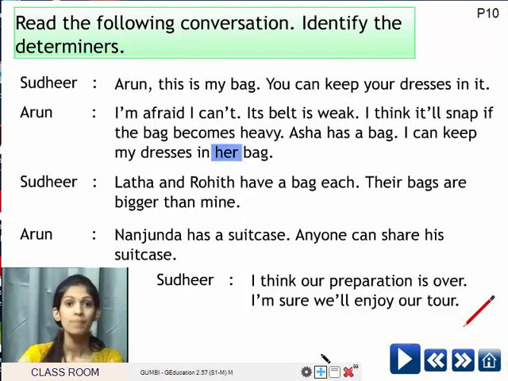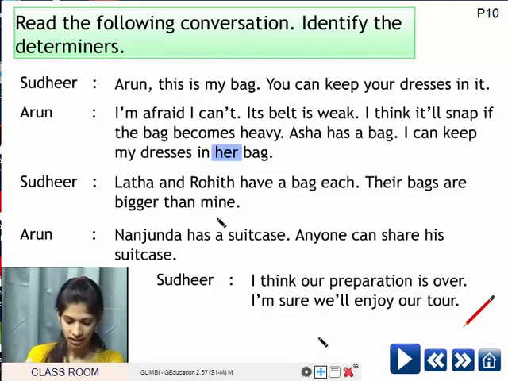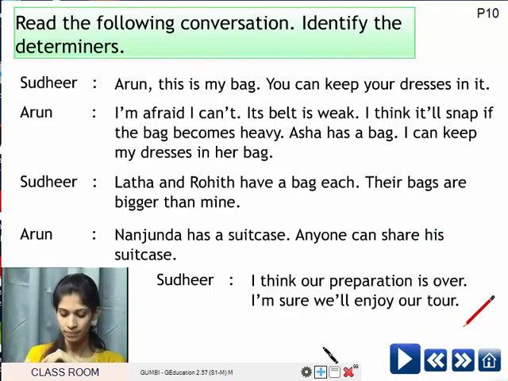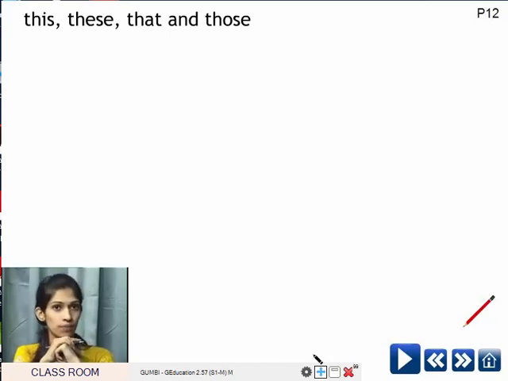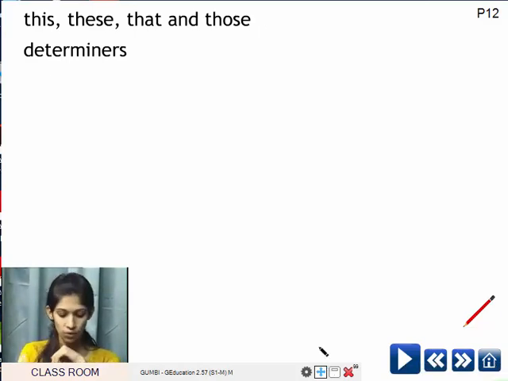Next is: their bags are bigger than mine. Tell me children, which are the determiners here? Yes, their is a determiner. What about mine? Very good. It is not a determiner. Nanjunda has a suitcase. Anyone can share his suitcase. Tell me which is the determiner here? Yes, in this sentence, a is the determiner and here his is the determiner. I think our preparation is over. I'm sure we will enjoy our tour. Which is the determiner here? Yes, our. Our is the determiner.